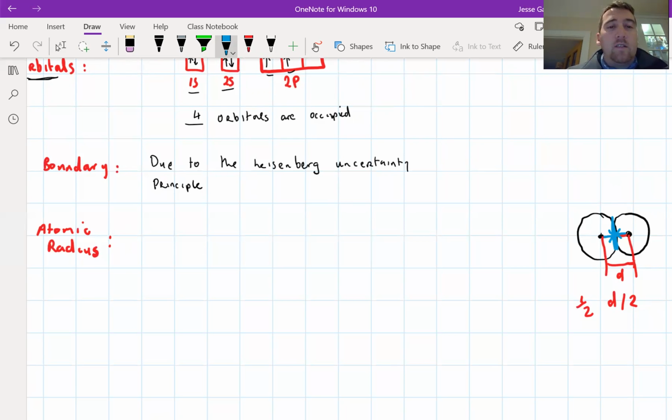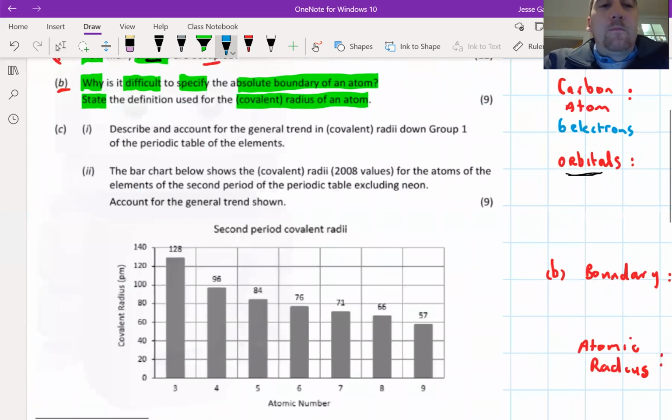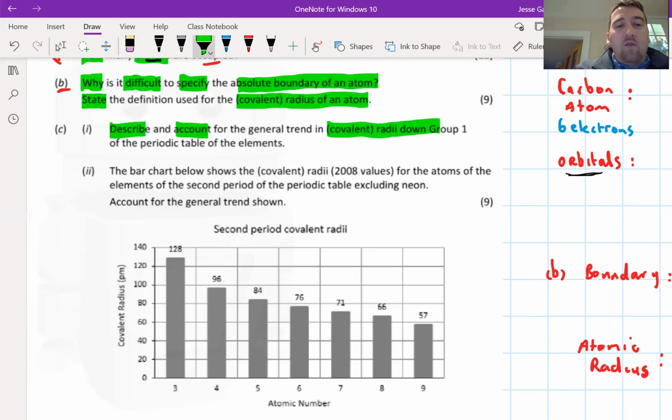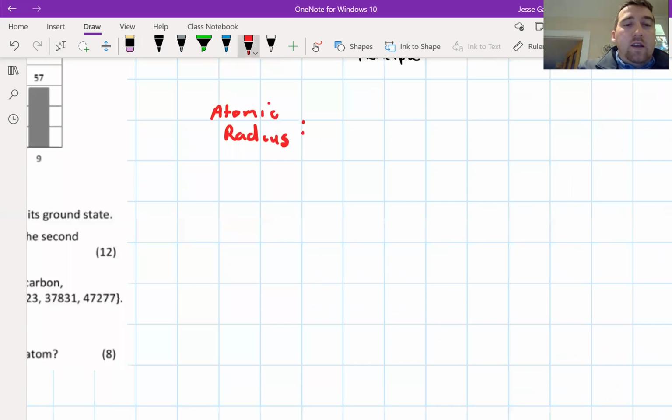Next bit. Okay, so on to part C now. Okay, so let's see what it says here. It says describe and account for the general trend in covalent radius down group 1 of the periodic table. So describe and account for, that means describe and give reasons. So what we're going to do is let's line this out. We're going to say C, we're going to describe is part 1. And then in part 2, account.